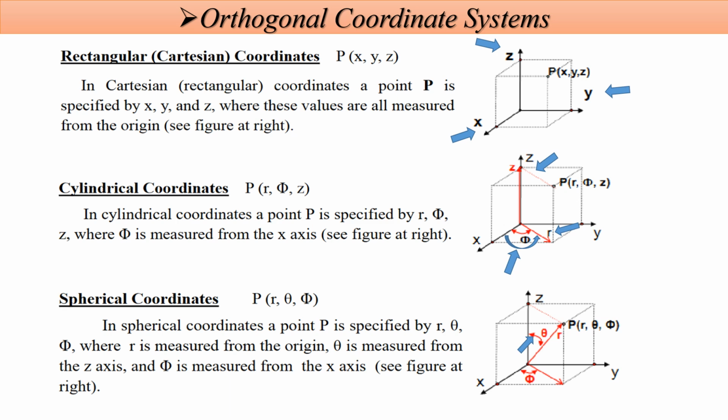Spherical coordinates use a radial distance and two angles to describe the position of a point in space with spherical symmetry. So, P is specified by r, theta, and phi. R is measured from the origin. Theta is measured from the z-axis, and phi is measured from the x-axis. Ideal for problems with spherical symmetry such as gravitational and electrostatic fields around a spherical body.